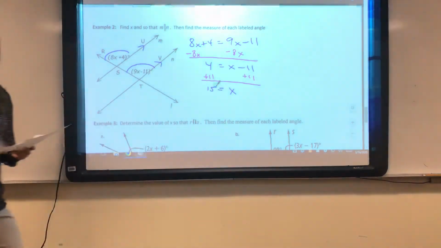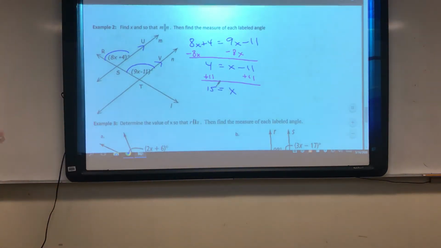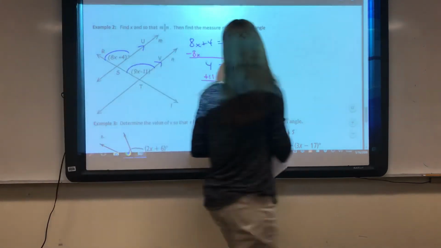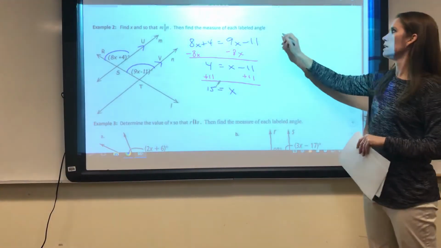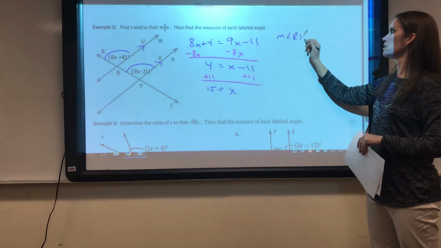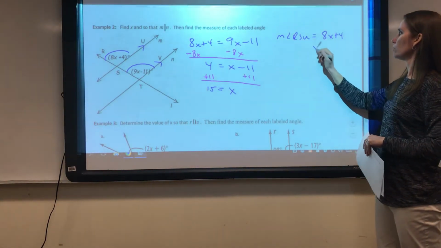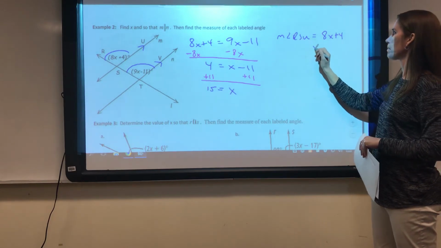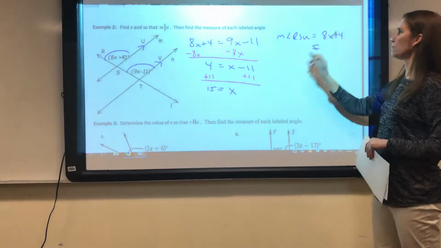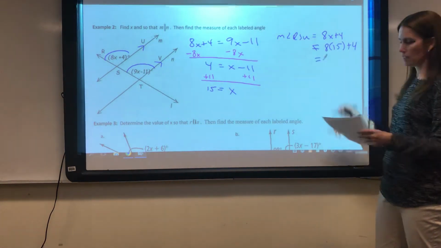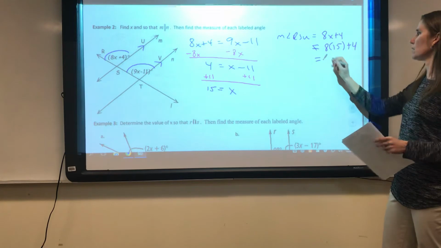Okay, so I've gotten x is equal to 15. I just need to pay attention. That's the x value that would make those lines parallel, but then it's also asking me to find the measure of the labeled angles. So I can do that off to the side here. I can say, okay, the measure of angle RSU is 8x plus 4. I now know that x is 15, so I can go 8 times 15 plus 4. And if I go ahead and figure that out, then I end up with 124.